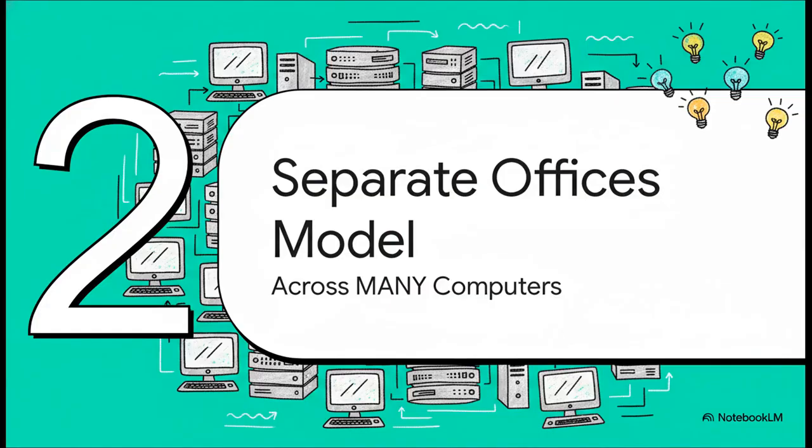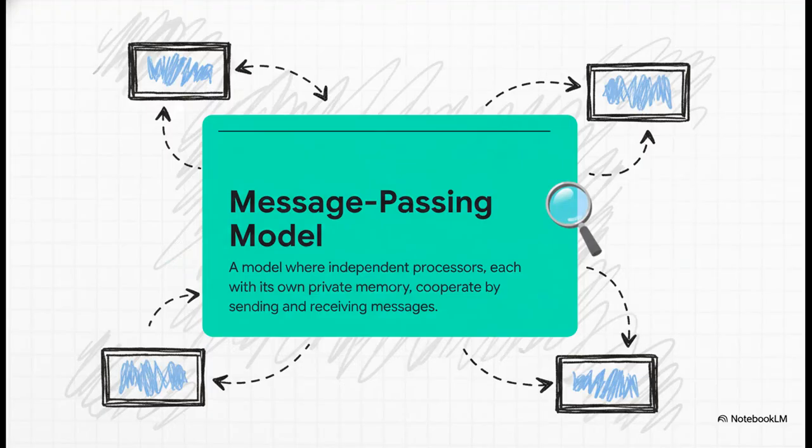Well, to solve that, we need a completely different way of thinking. This is where the separate offices model comes into play, and it's designed specifically for coordinating work across tons and tons of different computers. This is called the message passing model. Now, in this world, every single processor is totally independent. It has its own private memory, its own little notebook. They can't just look over and see what the other person is doing. To cooperate, they have to package up information and explicitly send it as a message to a specific coworker. The tool everyone uses for this is called MPI, which stands for Message Passing Interface.